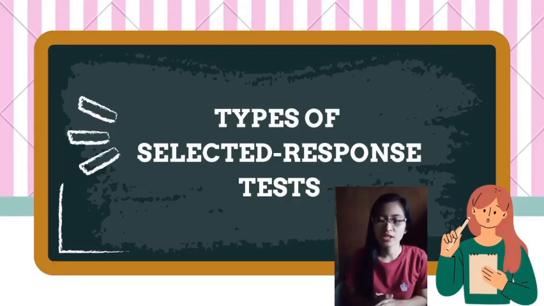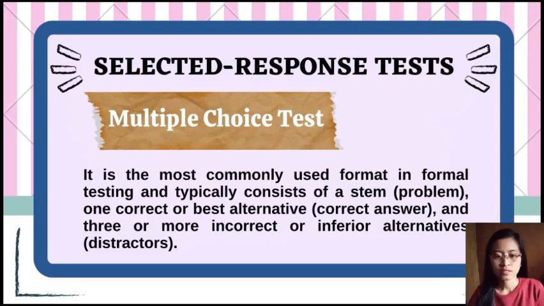So now let us move on to the types of selected response test. What is a selected response test? A selected response test is a test composed of questions to which there is typically one best answer. According to Zuski 2018, selected response tests are sometimes referred to as objective assessment. Selected response tests include the multiple choice test, the true or false or alternative response test, and the matching type test. Now let us discuss first the multiple choice test.